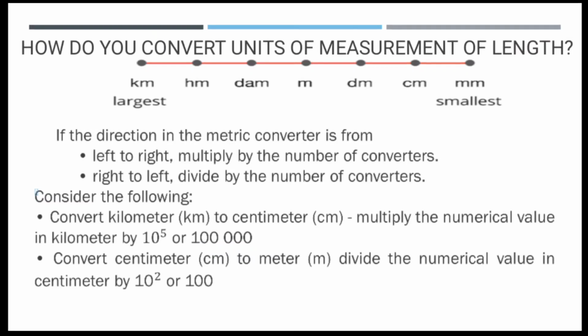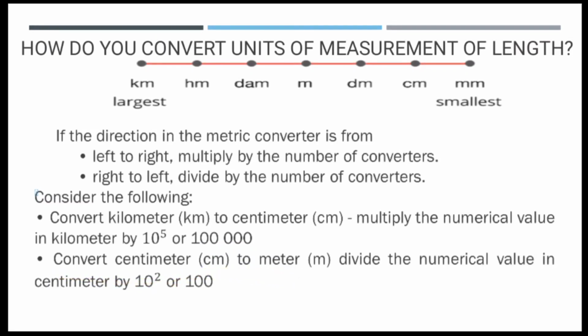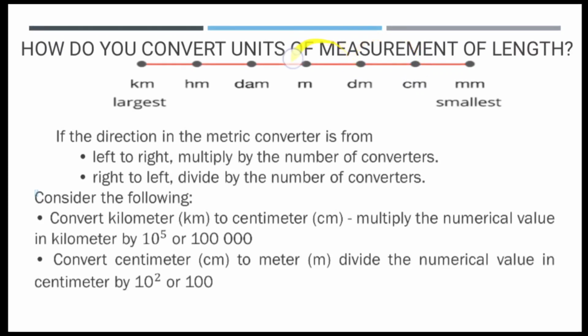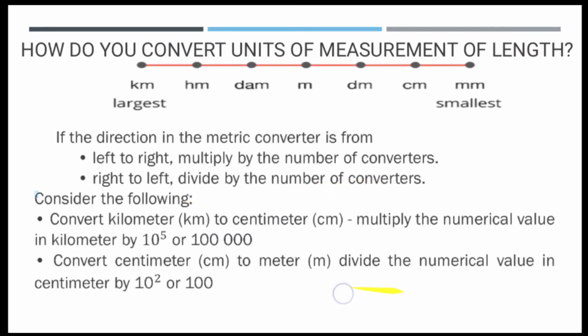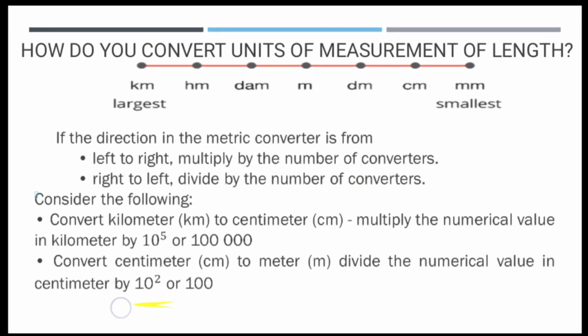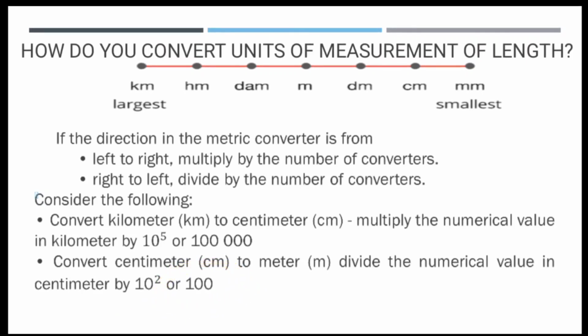Okay? Then convert centimeter to meter. As you can see, centimeter from here to meter, 1, 2. 2 units from right to left. In that case, we have to divide. We have to divide the numerical value in centimeter by 10 squared or 100 because 100 has 2 zeros. Okay?